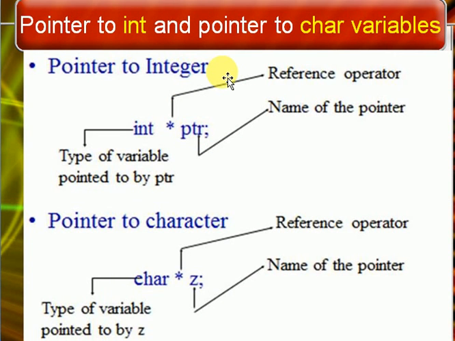Pointer to integer and pointer to character variable declaration. For example, pointer to integer: the keyword int is the type of variable pointed to by pointer ptr, then the asterisk reference operator, then the name of the pointer as an identifier. Pointer to character: it starts with keyword char, the type of variable pointed to by z, then the asterisk, then the name of the pointer variable as an identifier.